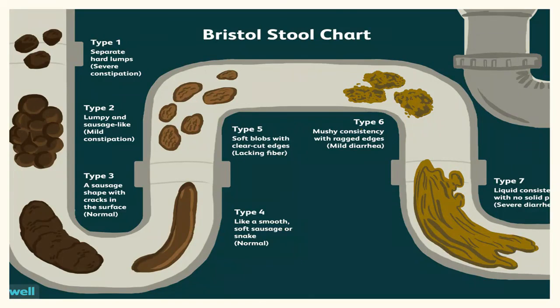And finally, moving on to stool, we can use the Bristol stool chart to compare the patient's stool. So basically, starting from type 1, which is severe constipation, it moves down to type 7, severe diarrhea. So we can compare the patient's sample with this chart and come to a conclusion.